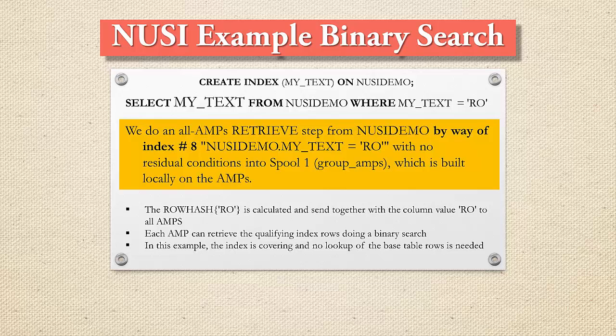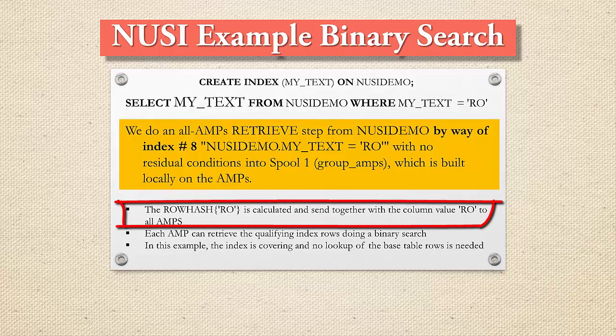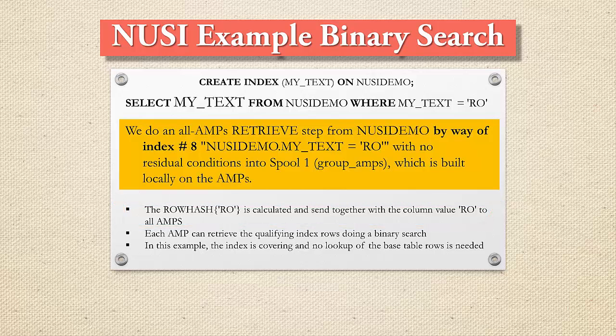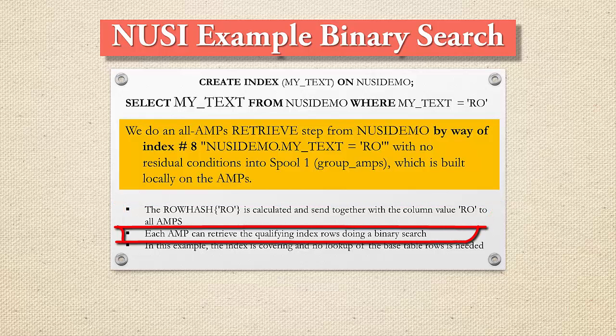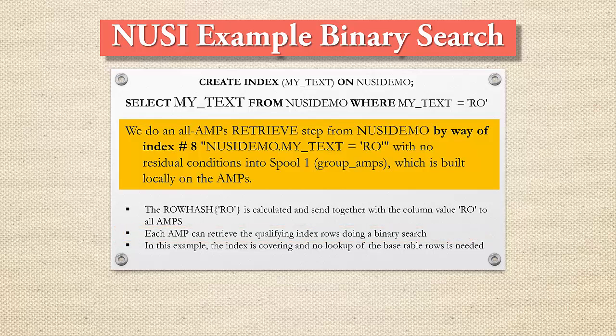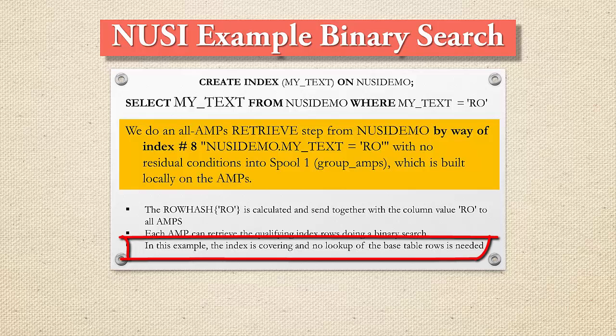So what happens in the background? The row hash over the text RO is calculated. It is sent together with the column value RO to all amps. Each amp can retrieve the qualifying index row by a binary search. In this example, the index is clearly covering, and no lookup of the base table row is needed.